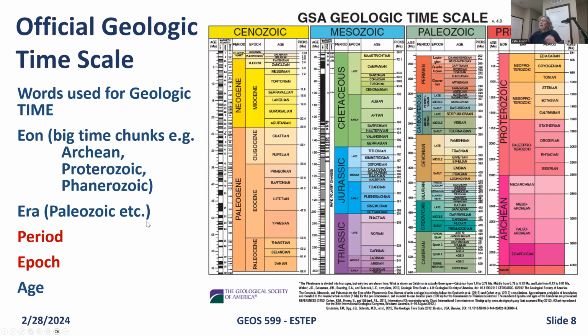Now, don't panic when you see this. This is the official geologic timescale. I think it might now be version 5.0, but we've got 4.0 here. Why are there different versions? Well, we still have all the same main names, but our knowledge of the absolute ages marking the boundaries of these different units changes as we refine our knowledge.